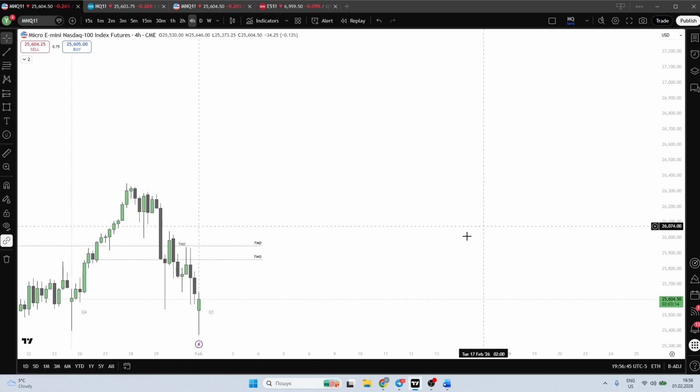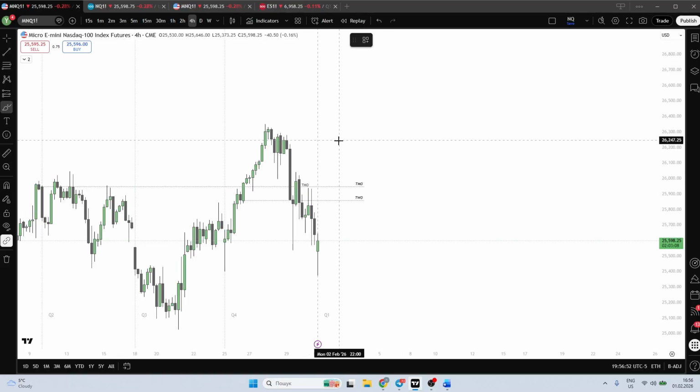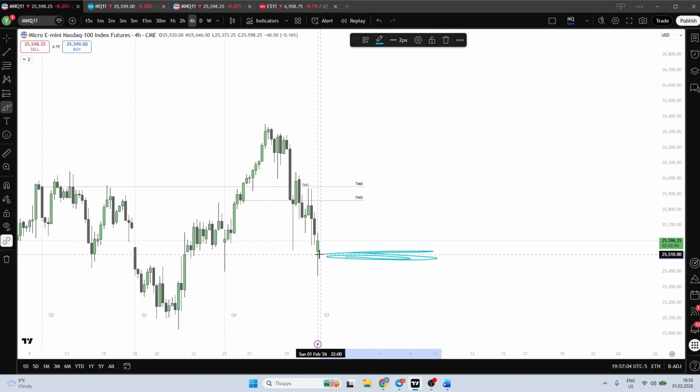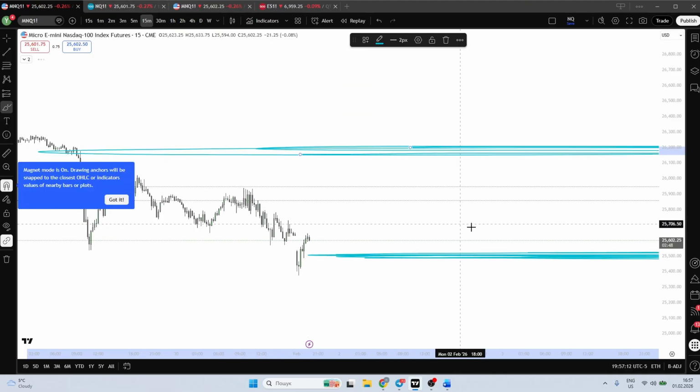And about the premium and discount. If you see that we are, for example, below the true week open and below the true months open, it means we are in a discount zone. If we are above, we are in a premium zone. And that's pretty much it. It's very easy to understand.